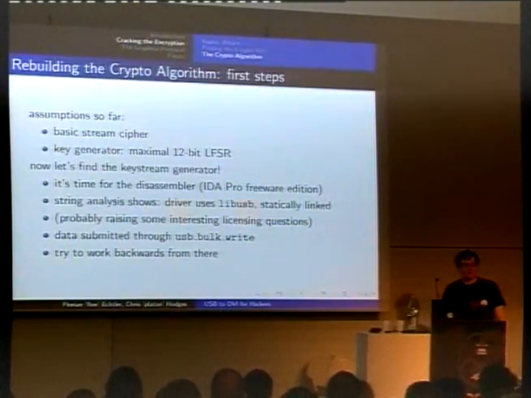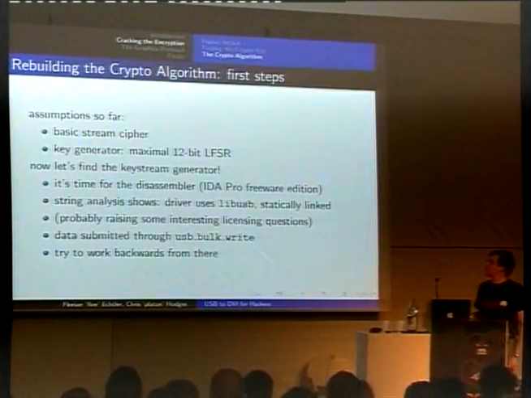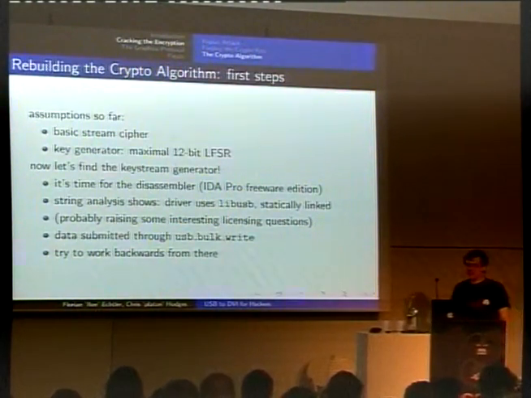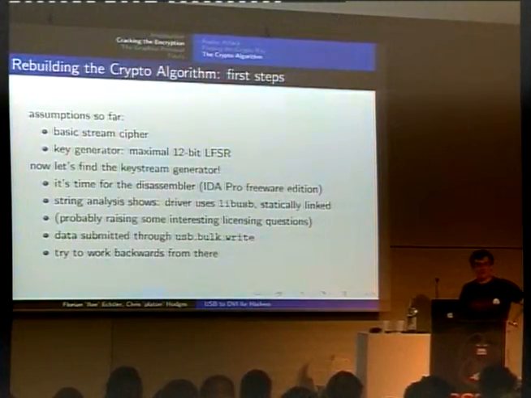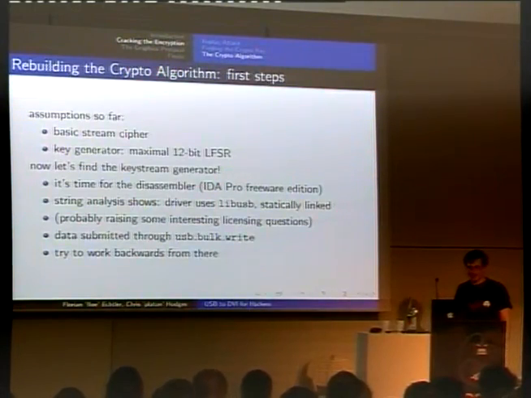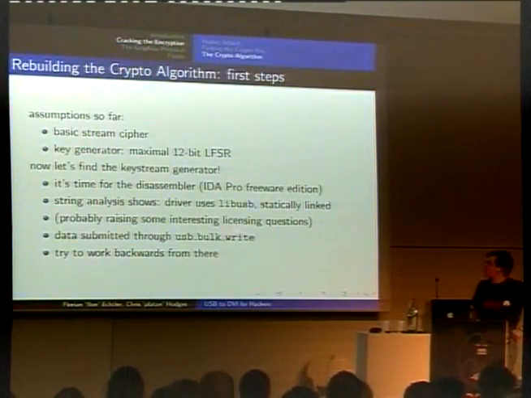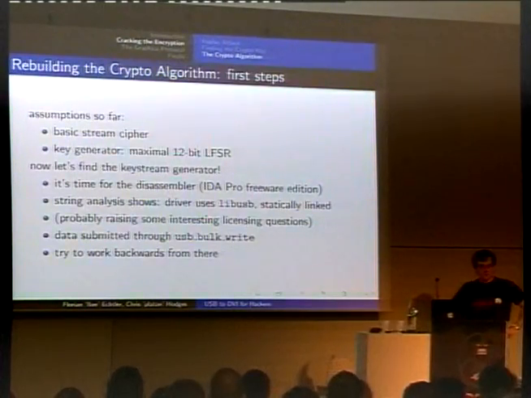Okay, so now we had to try and find the keystream generator in some way, and we started with IDA Pro freeware to just disassemble the driver module. And we quickly found that it uses libUSB internally, which was statically linked into the driver, which might raise some interesting licensing questions. And yeah, the data was just submitted through one of the libUSB calls. What we tried at first was to work backwards from there, look at the call graph, and look where the data actually comes from.